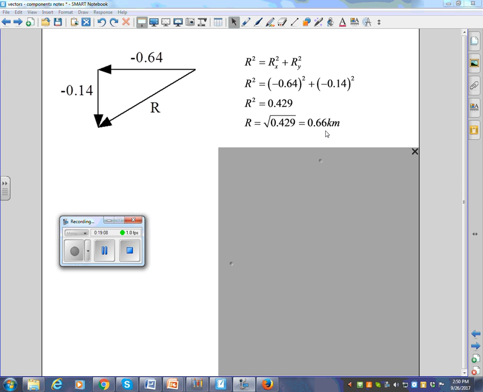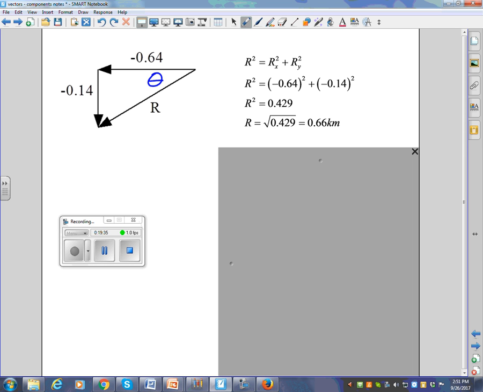Which direction? We haven't finished. We know that it's down to the left, right? So this is actually going to be west, and then some number south. How do I find that some number? The angle, the theta. Is it always going to be tan?